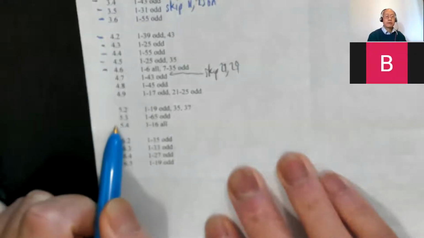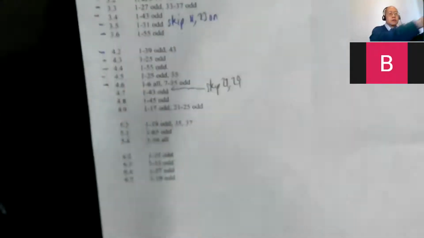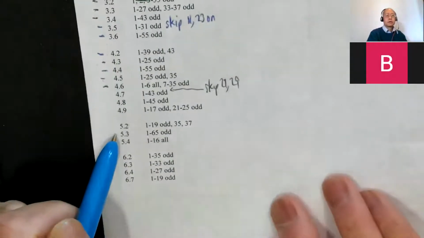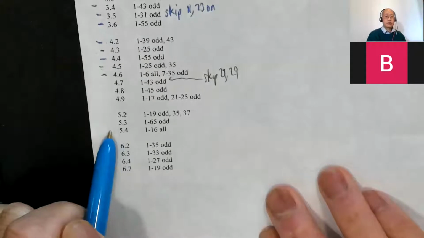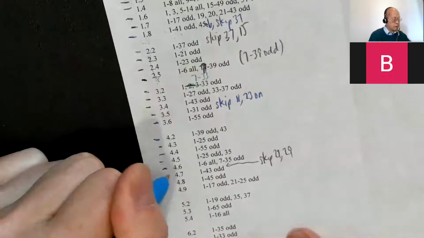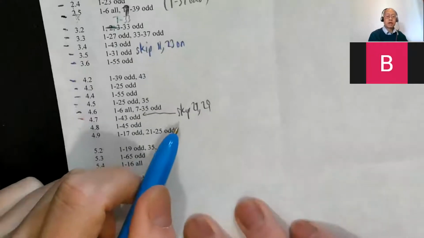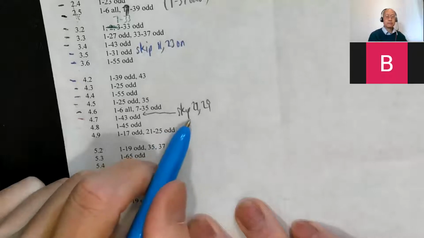So chapter five is only three sections, on exponential and log equations. Hopefully that's not too bad. Okay, so I'm on 4.7. A reminder, we're skipping problems 27 and 29 from 4.7.